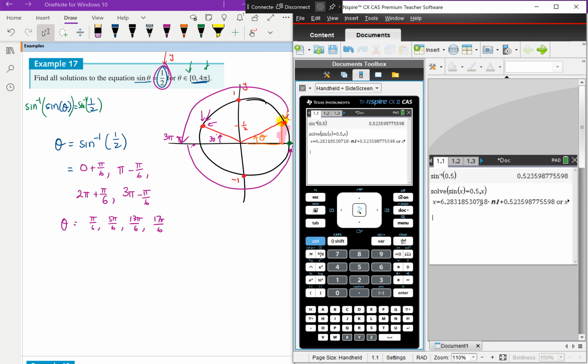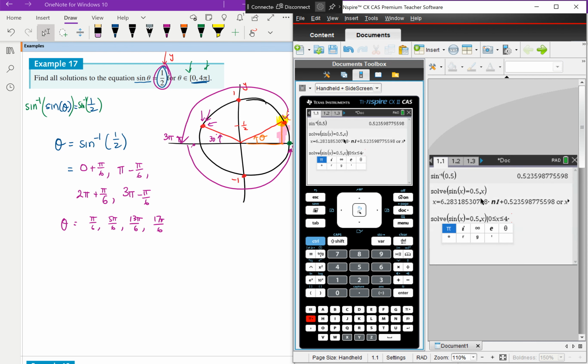If I do the same thing again, I want you to do solve sine of x equals 0.5 comma x. The only extra difference to get an answer is you have to put in a domain. So here we do control equals, you get a given line. You say, I want you to solve given that x is between 0, so greater than or equal to 0, but less than or equal to 4 pi.